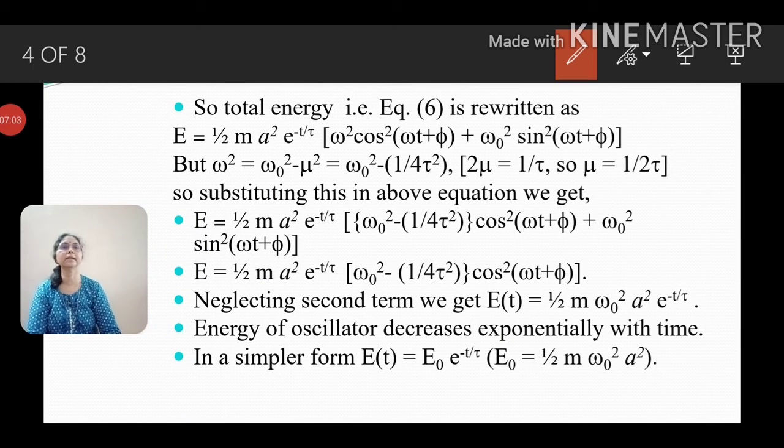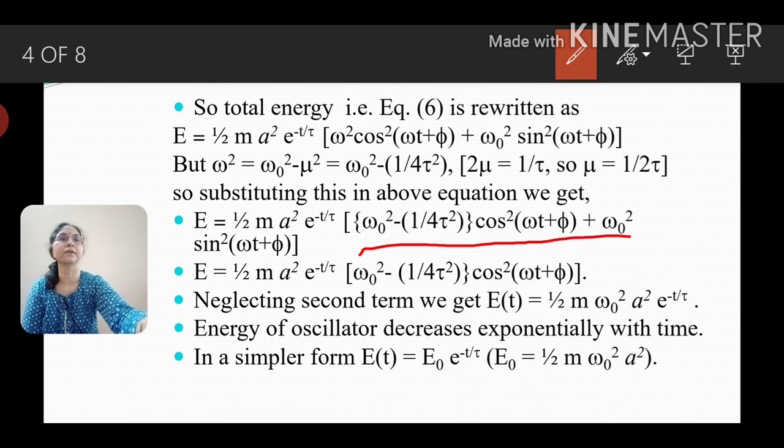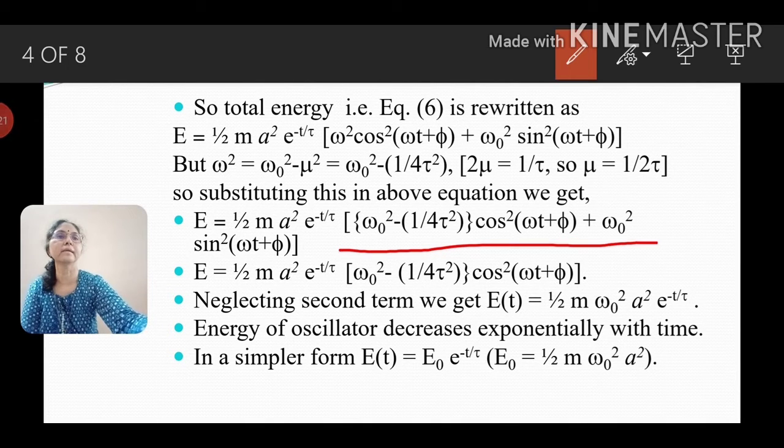So, we have half m a square e raised to minus t upon tau. Look at these equations. We will see that omega 0 square cos square (omega t plus phi) and omega 0 square sin square (omega t plus phi) will combine, and the cos square function plus sin square function will be equal to 1. Therefore, E is equal to half m a square e raised to minus t upon tau in bracket omega 0 square, because cos square and sin square will be 1.